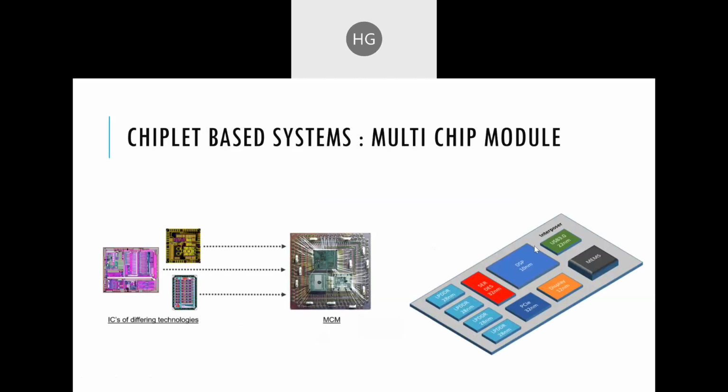Here you can see a multi-chip module. A chiplet is basically a multi-chip module, with multiple chips on a single platform. You can see there are different ICs of different technology. Suppose this is a memory IC, this is a GPU, this is a CPU. If I want all these things on a single platform, then I will take them from here under chiplets, a multi-chip module, and assemble them on a single platform.